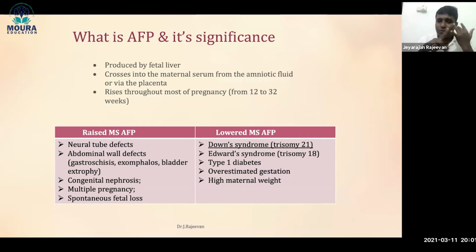What are the conditions that will have low alpha fetoprotein? Down syndrome, Edwards syndrome, type 1 diabetes, overestimated gestation, and high maternal height and weight. Right? So those are the conditions. So maternal obesity will have low alpha fetoprotein. Those are the conditions that will have elevated alpha fetoprotein. Those are the conditions that will have low alpha fetoprotein.